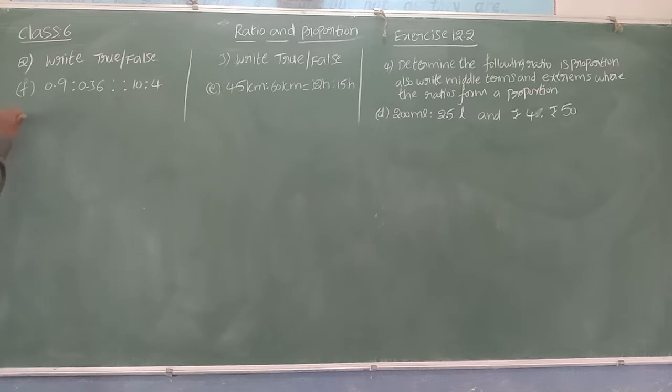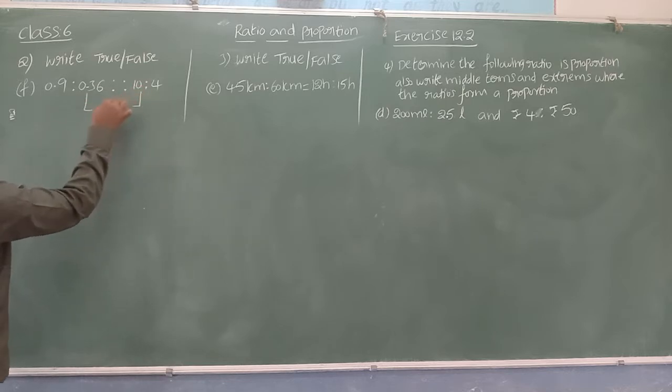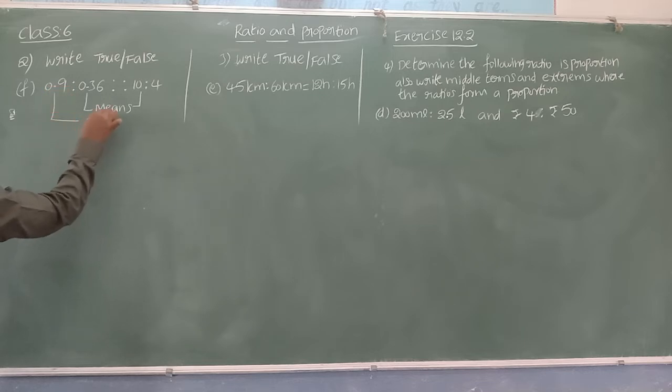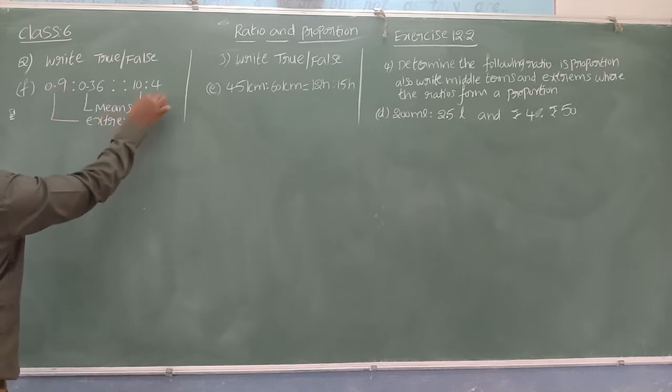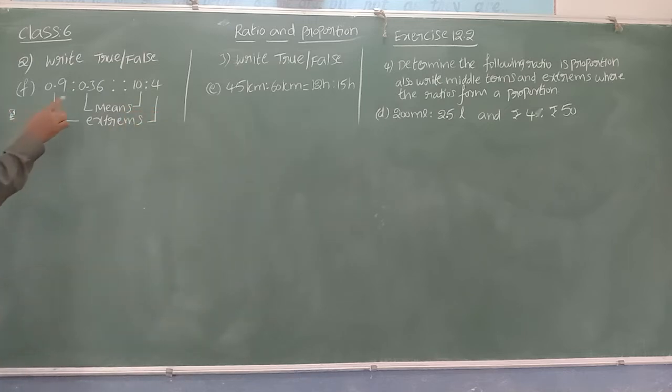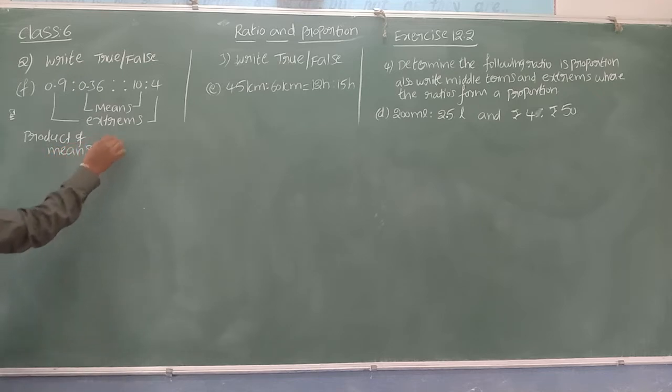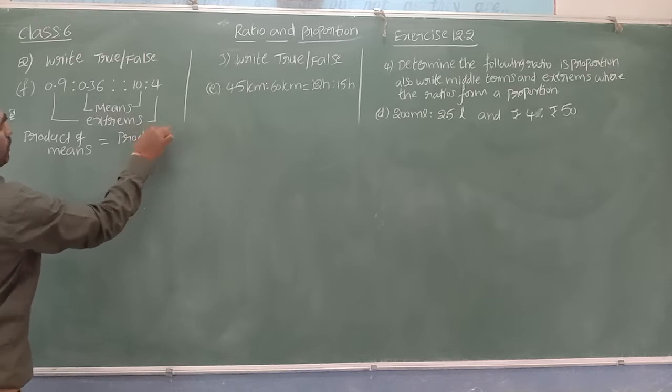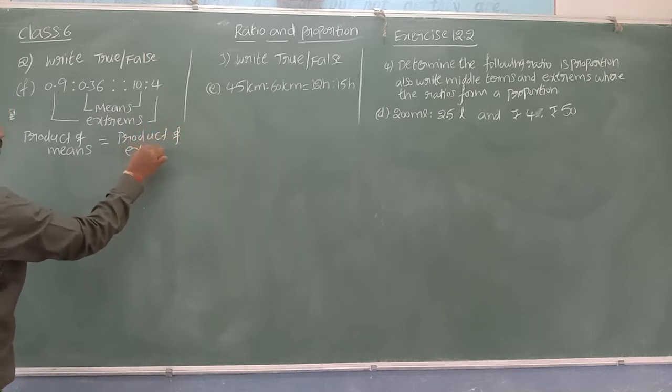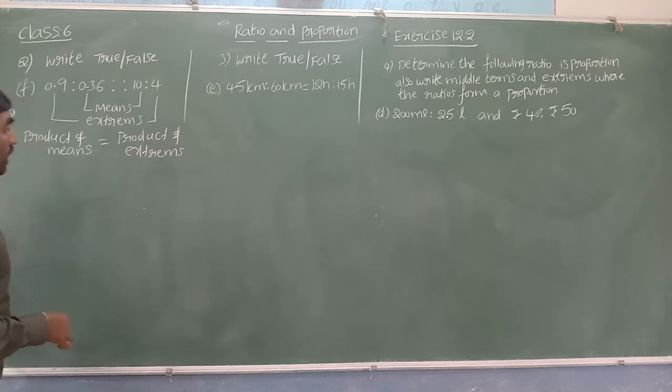As I said just now, we have a condition: the product of means equals the product of extremes. These middle terms are called means, and these corner terms are called extremes. So to verify whether the given four quantities are in proportion, what formula did I give you? Product of means is equal to product of extremes. Just multiply the means and extremes. If both are equal, the given four quantities are in proportion.